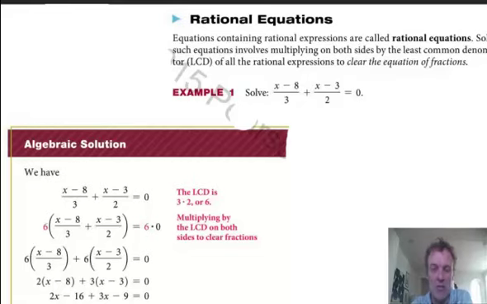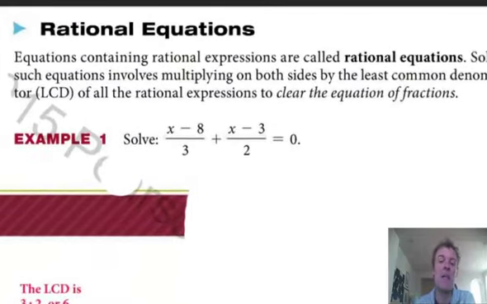Solving rational equations. The idea behind this is to find the lowest common denominator, because this will help you solve these. So let's have a look at it. We've got here a rational equation. Solve it equal to 0.